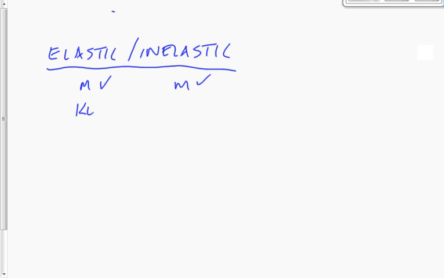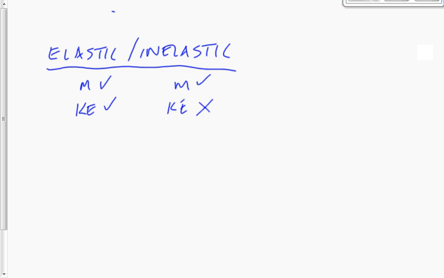But what about kinetic energy? That's our other factor here. Is kinetic energy conserved in an elastic collision? Yes, it is. That means that kinetic energy stays the same whenever we have an elastic collision. Is kinetic energy conserved in an inelastic collision? No. It means kinetic energy is lost.